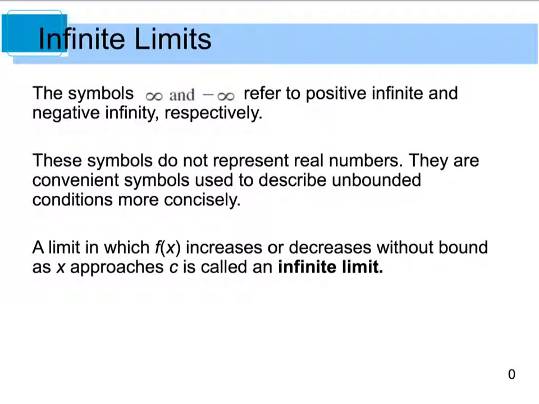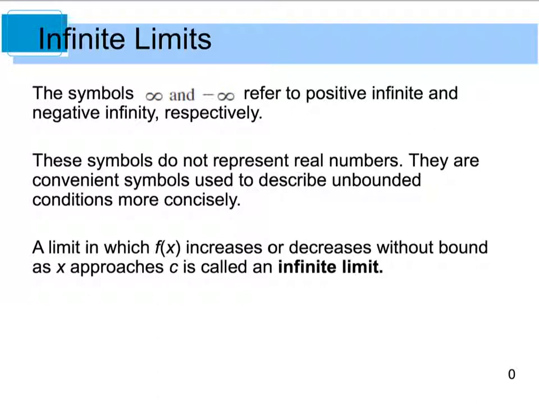Now keep in mind the symbols infinity and negative infinity refer to positive and negative infinity respectively. These symbols don't represent real numbers. They're just convenient symbols used to describe unbounded conditions more concisely. So they are not numbers. When the limit goes towards infinity, it still does not exist because infinity is not a real number. But we can be a little bit more accurate with our description.